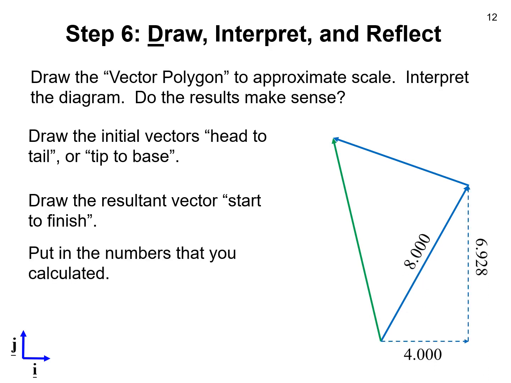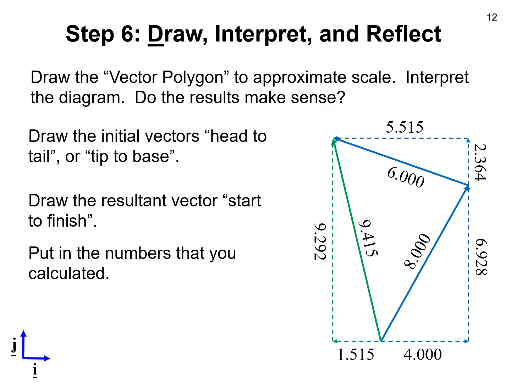And we now know numbers. We know, for example, that the first vector was given to have a magnitude of 8, and we computed those components of 4 and 6.928. The other given vector was given to have a magnitude of 6, and we computed the components 5.515 and 2.364. And then we computed the resultant vector, both with its magnitude of 9.415 and its components of 1.515 and 9.292. So that would be what I would call a final diagram. Notice it's also drawn to scale. If you do this by hand, I would have you do it to approximate scale.